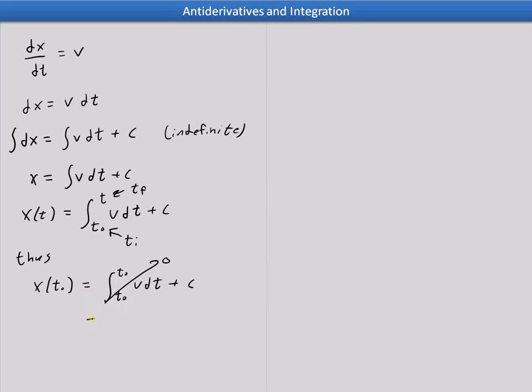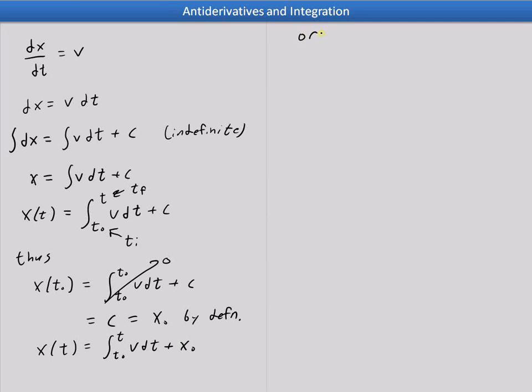Okay, so that means that x at t initial is equal to c, and x at t initial is equal to x initial by definition. I'll use this abbreviation here for definition. Okay, so that tells us then that x as a function of t must be equal to the integral from t initial to t of v dt plus x initial.